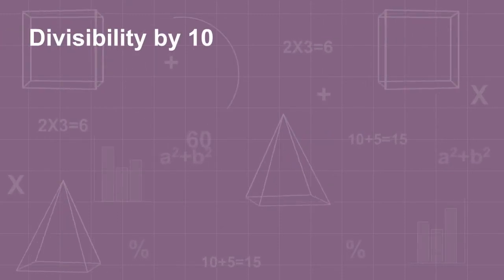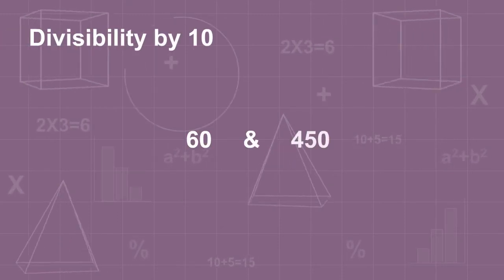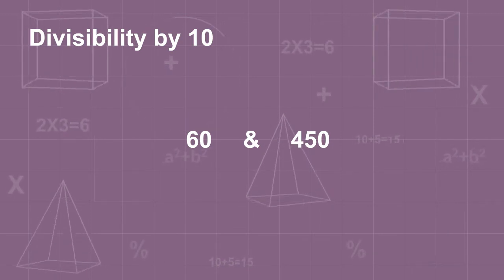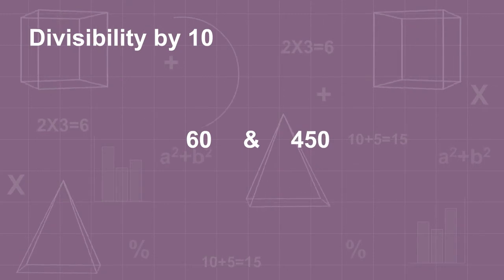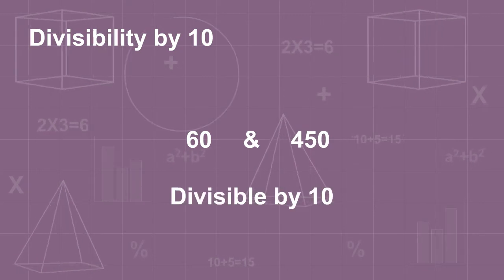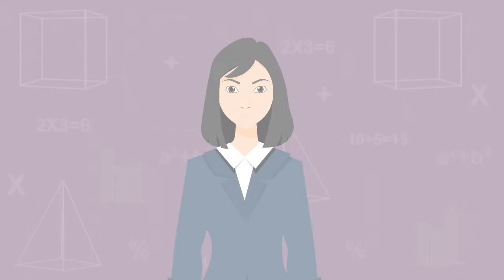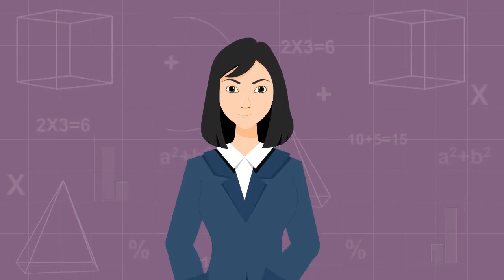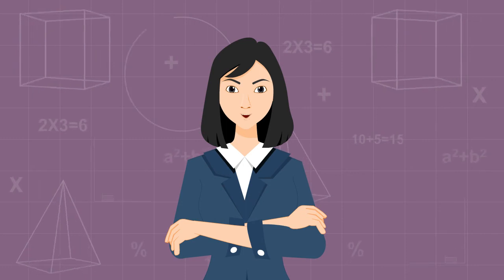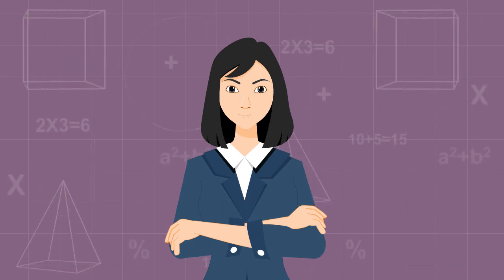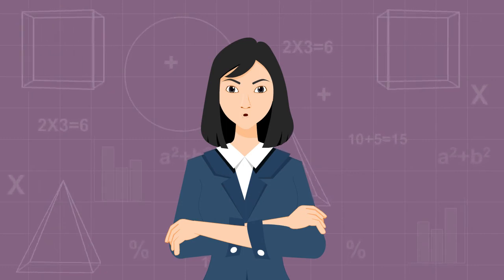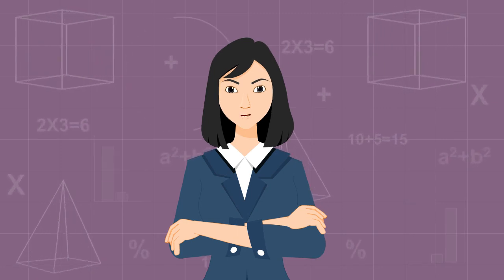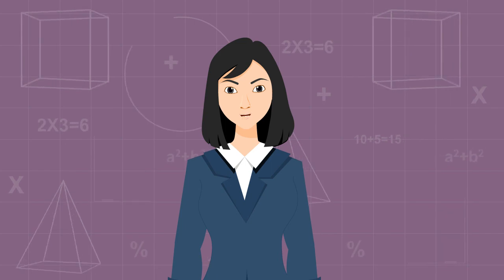Divisibility by 10. A number is divisible by 10 if its last digit is 0. For example, 60 and 450 are divisible by 10. Do you get this? So friends, today we learnt about factors, common and highest common factors, multiples, common and least common multiples, prime numbers and prime factorization and divisibility technique.